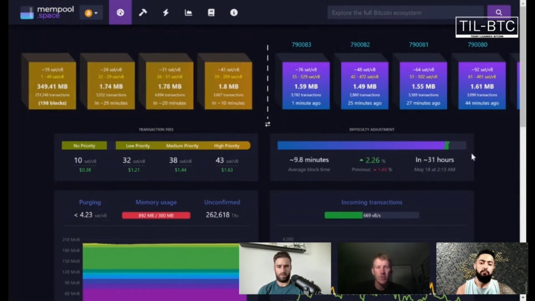Anyway, every 2016 blocks, the protocol is going to adjust for difficulty. Right now we're at 9.8 minute blocks, so we're going too fast. There's too many miners out there, we're finding blocks too quickly. So what it's estimating is that in 31 hours, they're going to increase the difficulty for the miners to mine a block by 2.26%.